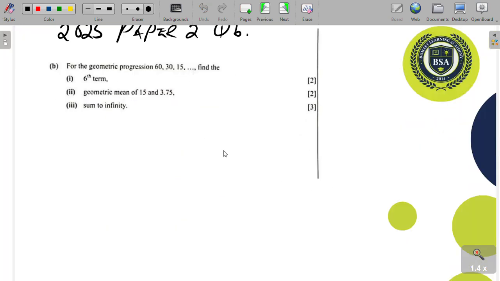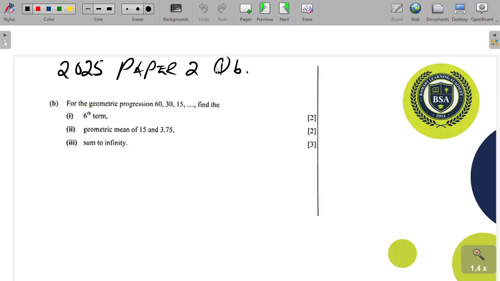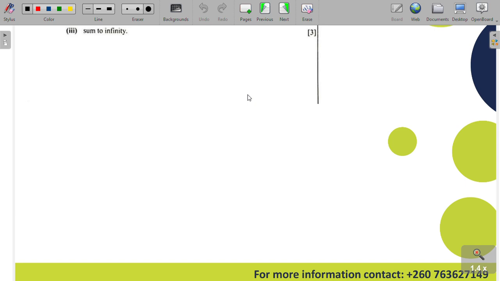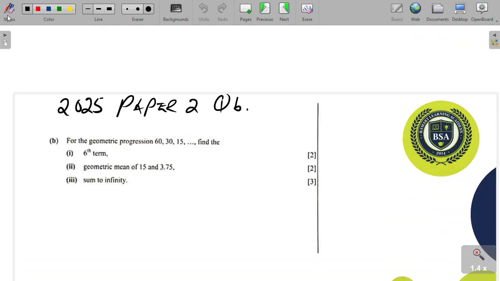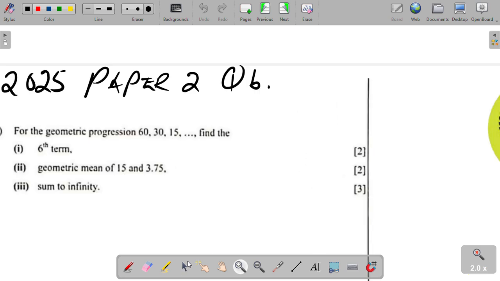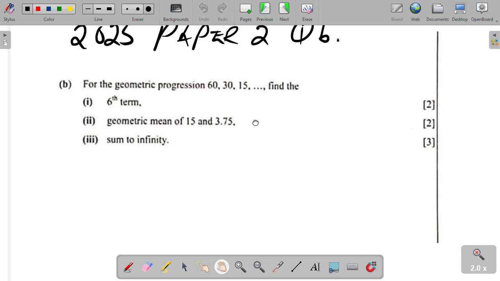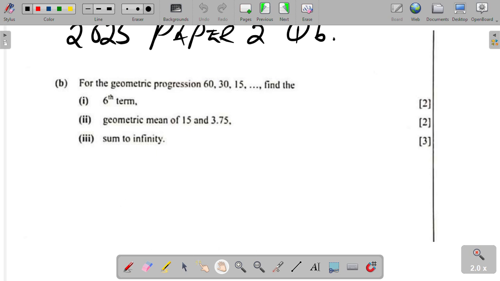So this is an exam question. It actually came in 2025 paper 2, question B. So we're going to use this space to solve the question. Okay, let me just zoom in. Okay, so the question reads, for the geometric progression 60, 30, 15, find the sixth term, 2 marks, geometric mean of 15 and 3.75, 2 marks, and then sum to infinity, 3 marks.